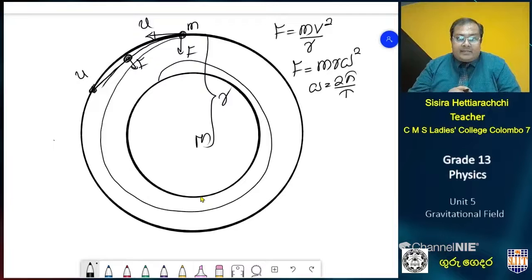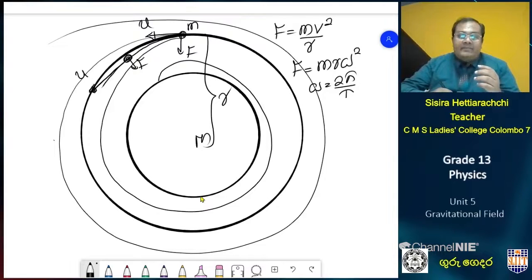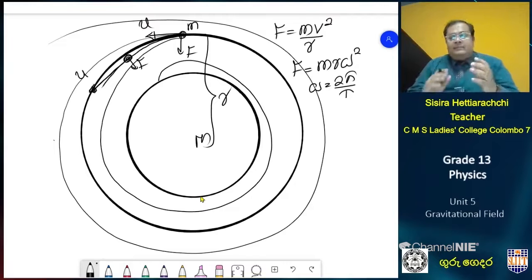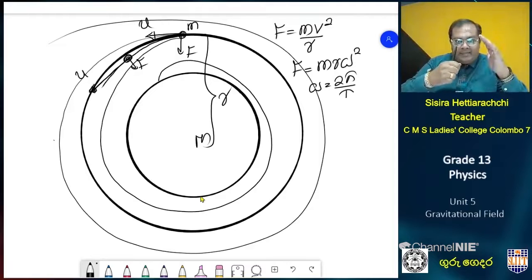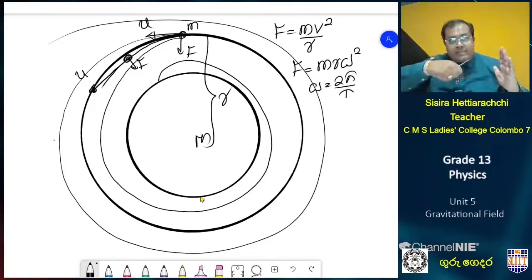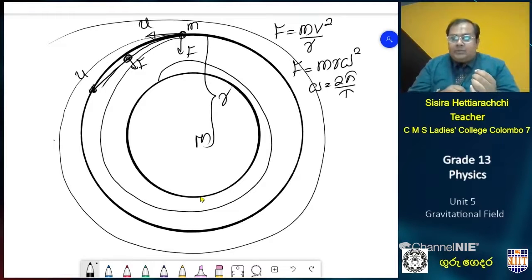If F is less, if it is not sufficient to keep this object along this circular path, then you'll see its radius gradually increasing, and it goes away from the attraction. Therefore, there's some kind of equilibrium. When it travels this way, force is acting, it bends, again it tries to go this way, force is acting, it bends. Some kind of equilibrium is there. Then centripetal force means here gravitational force. Then we can find a relationship among them.